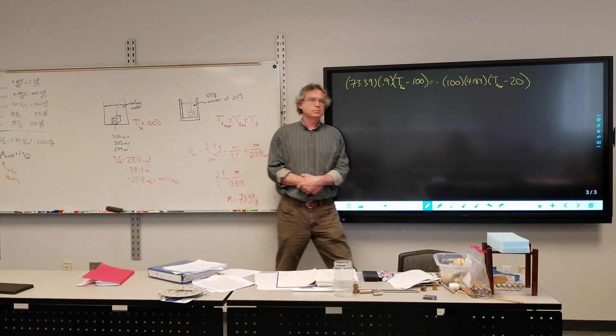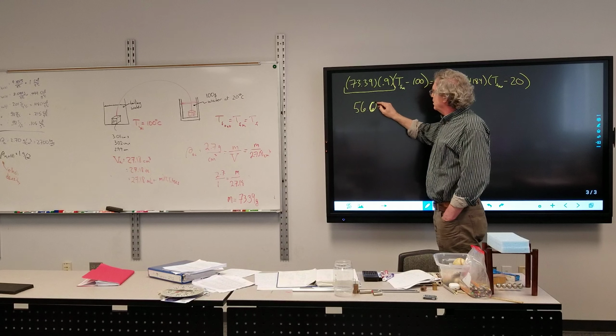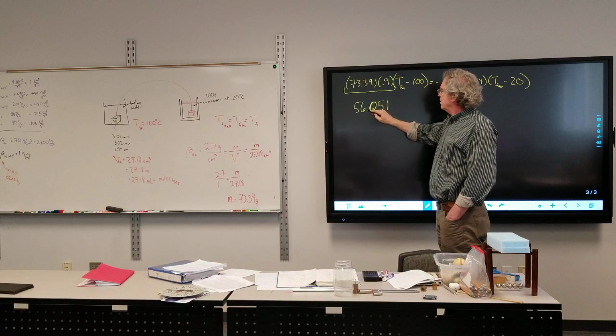All right, this might look kind of like a mess. Let's see if we can clean it up a little bit. First off, what is 73.39 times 0.9? 66.051.